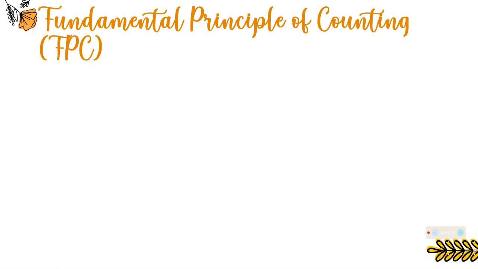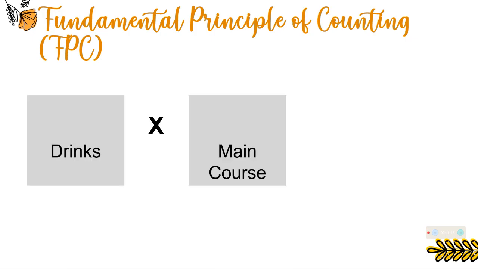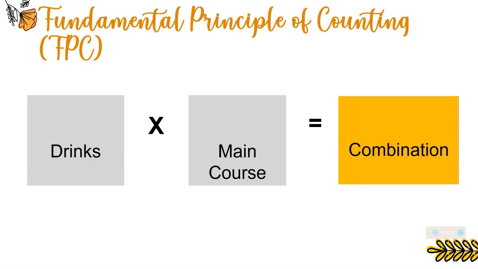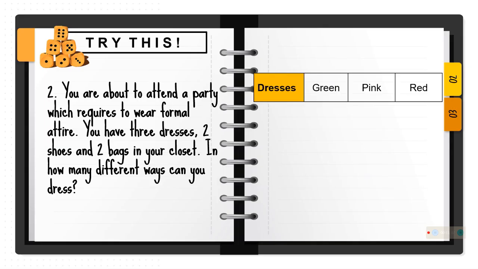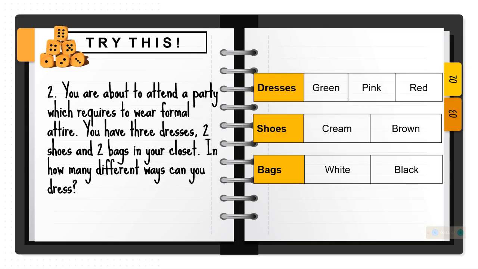Next, by using the fundamental principle of counting, drinks times the main course is equal to the combination. So we have 3 drinks times 3 main courses, and 3 times 3 is 9 combinations. Okay, so let me put S here. So, 9 combinations. Okay, so let's have another example.